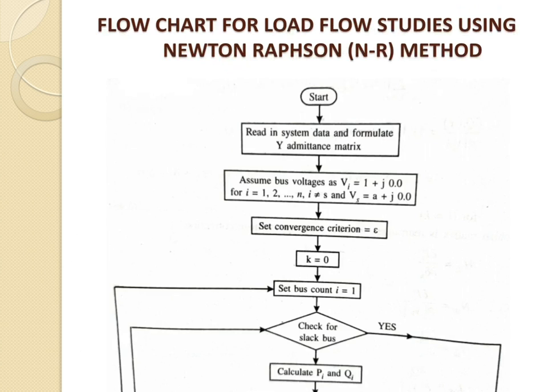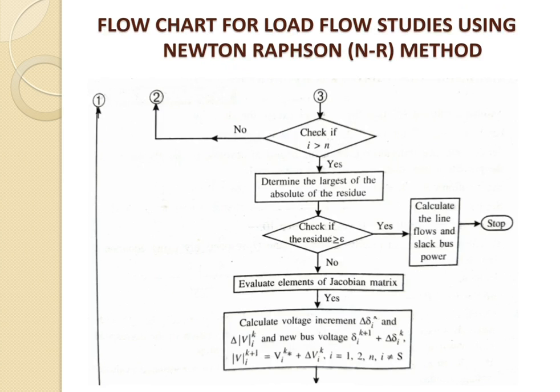So we will start with the start and read in the system data and formulate the Y admittance matrix. We will make a Y bus from the given data. Then after we will assume bus voltages as Vi is equal to 1 plus j0 for i is equal to 1 to n, where i is not equal to s, and Vs is written as 1 plus j0. Now go for the algorithm.